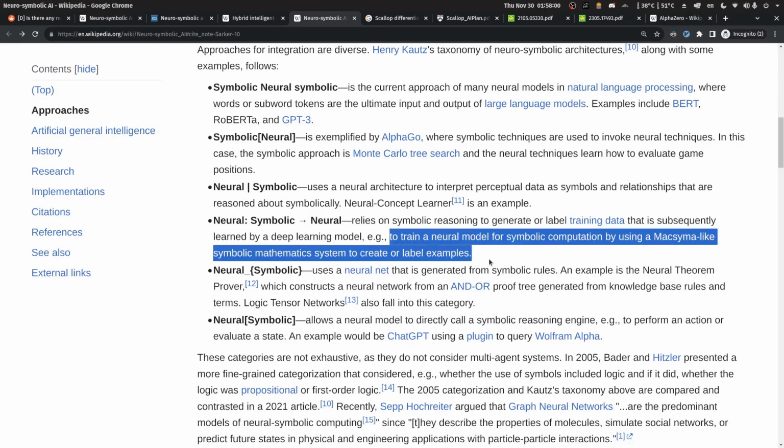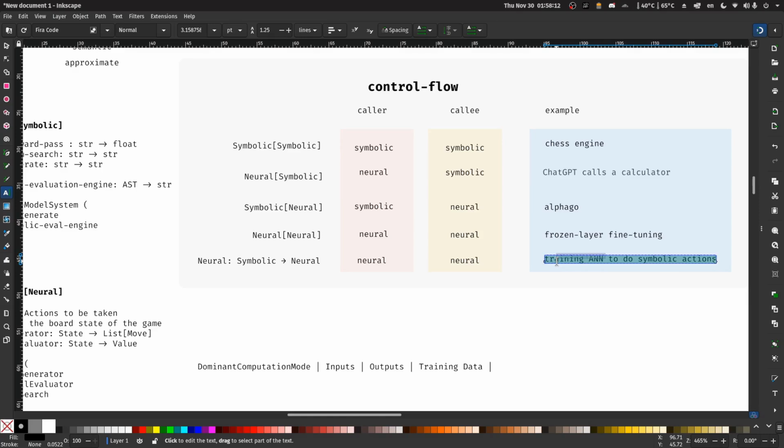Right there: train a neural model for symbolic computation by using a system to create or label examples. So you're compiling down discrete, symbolic stuff into data that you're using the neural network to train on. I just think that's a really interesting idea. I don't see that represented in the research that often. But also, it's orthogonal to everything we talked about so far because it does consider training data.